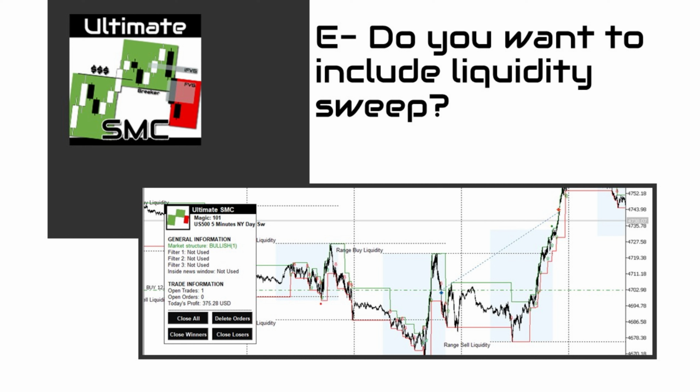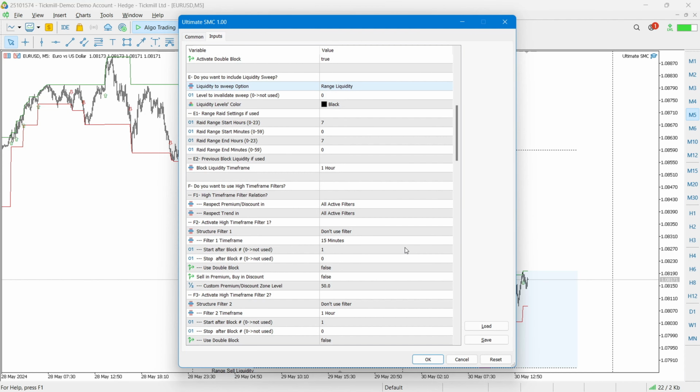In this episode, I'm going to talk about sweep, liquidity sweep, so buy and sell liquidity sweep. We have multiple configurations inside the sweep, so we're going to go through those configurations and give you some examples on the charts. So let's start first with the settings.